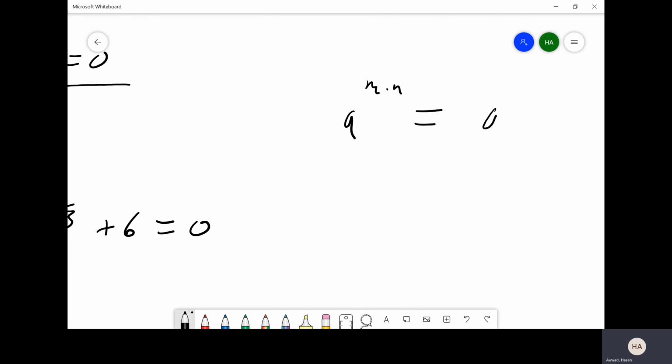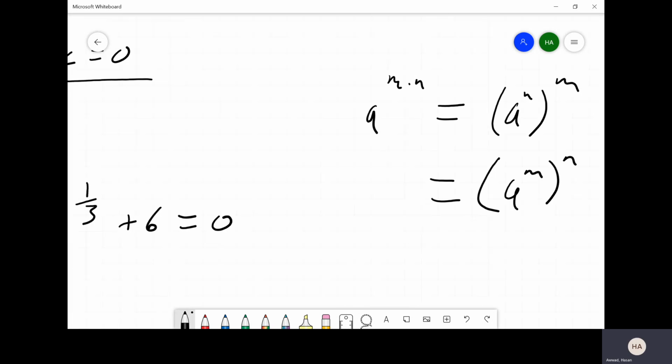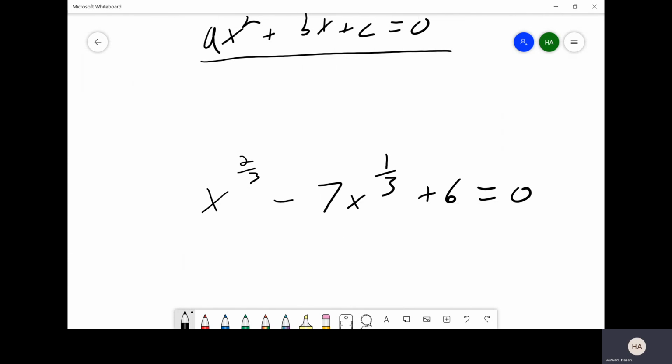We can split it up as a to the m to the n, or the other way, it doesn't matter how you split it up. If you had two numbers being multiplied together for your exponent, then you could split it up into your base raised to an exponent, raised to that other exponent. So that's what I want to do here. Let's consider x to the 2/3 and also x to the 1/3.